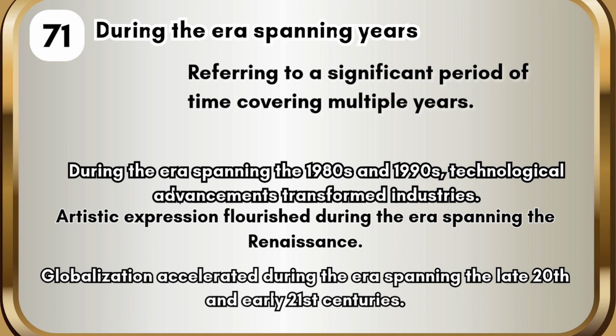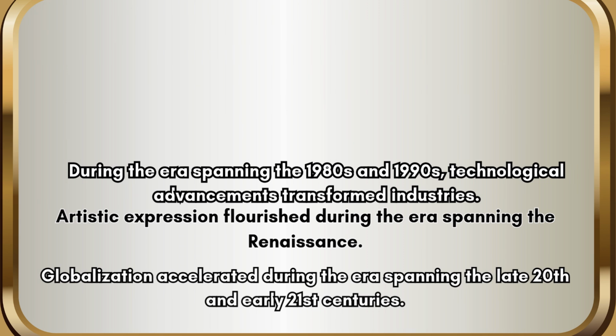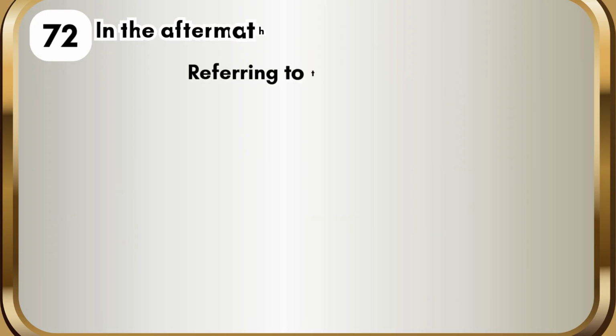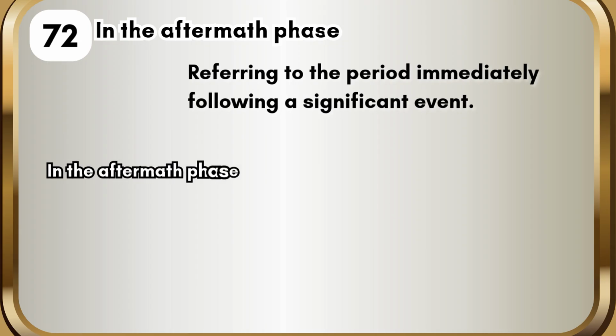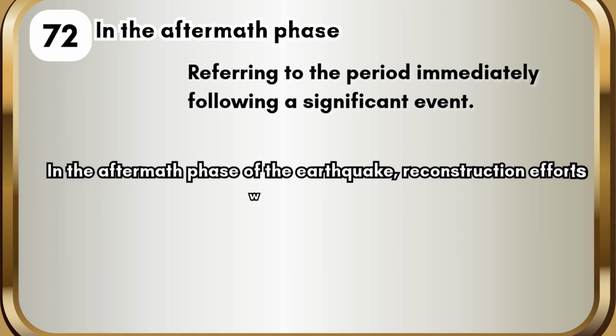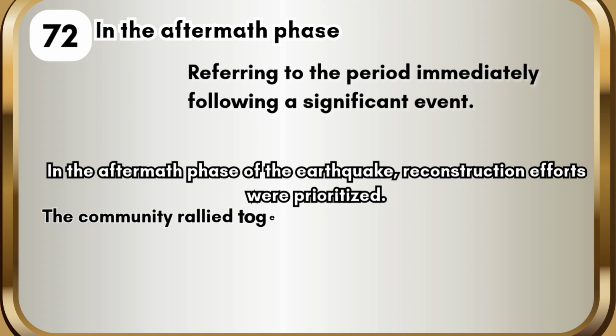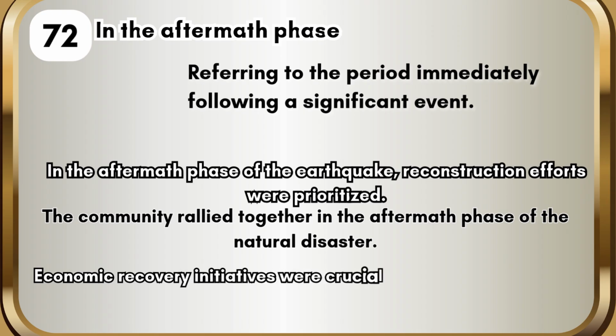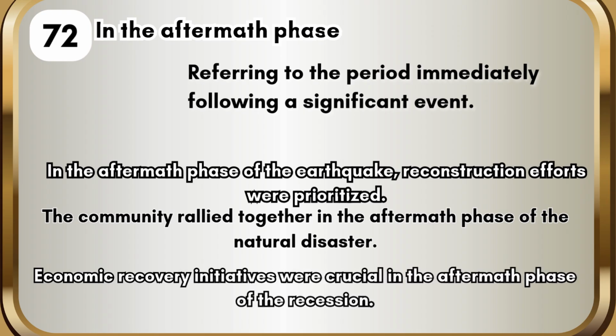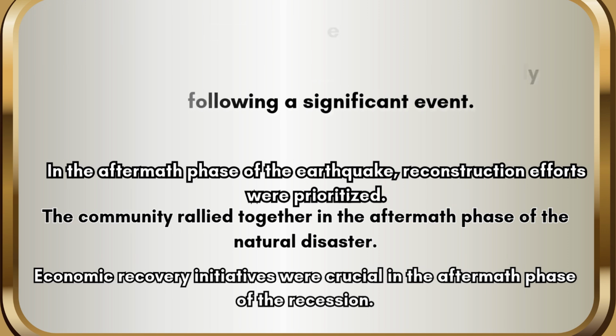Globalization accelerated during the era spanning the late 20th and early 21st centuries. In the aftermath phase, referring to the period immediately following a significant event. In the aftermath phase of the earthquake, reconstruction efforts were prioritized. The community rallied together in the aftermath phase of the natural disaster. Economic recovery initiatives were crucial in the aftermath phase of the recession.